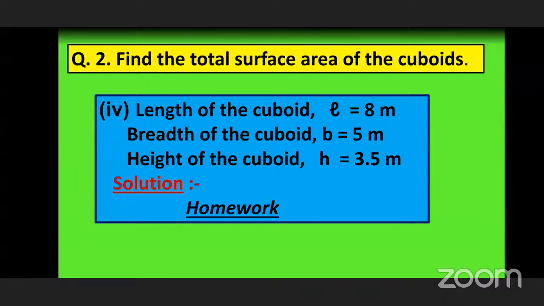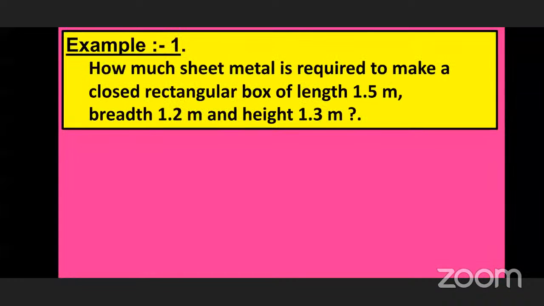Now we will move to another example. You can see the question on the screen. I am reading it. You listen carefully and try to understand what is mentioned in the question and what we are supposed to find out. How much sheet metal is required to make a closed rectangular box?